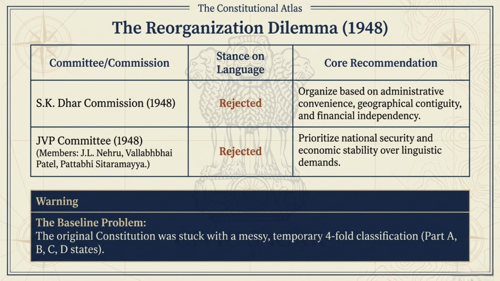However, the nation was left with a significant baseline problem. The original constitution was effectively stuck with a messy, temporary four-fold classification system known as Part A, B, C, and D states, which created administrative friction that would soon demand a more permanent solution.